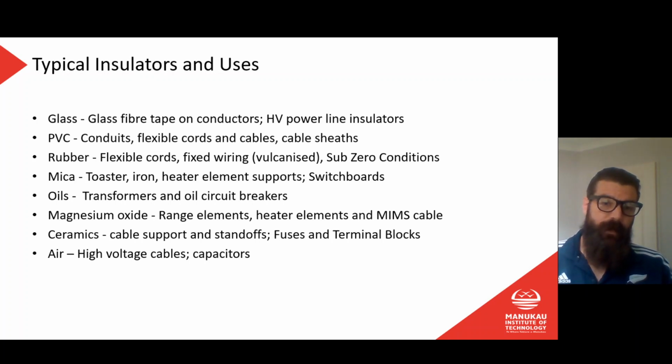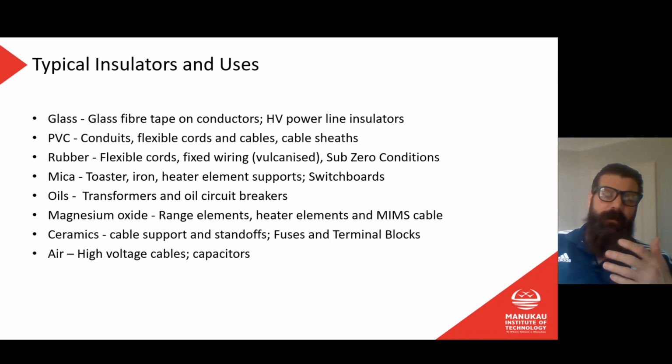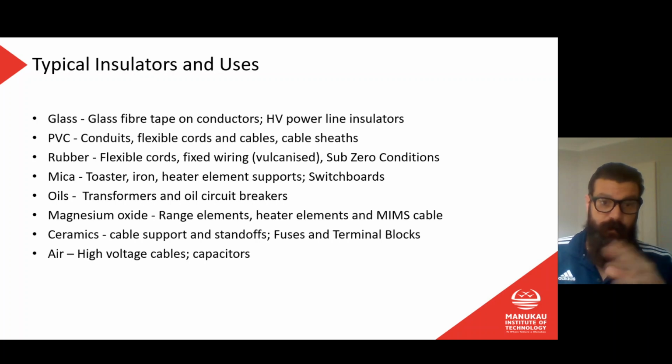Rubber, it's not used as much anymore, but it can still be used for flexible cords, fixed wiring, and sub-zero conditions. So in regard to flexible cords and fixed wiring, it's not used often. You will still find rubber from time to time. Certainly in older buildings you might find rubber. The downside of rubber, the reason we don't use it, is that it does degrade over time, as opposed to PVC, which doesn't really. So if you ever find wiring in a house that has rubber insulation, you'll usually find that if you touch it, the rubber will start to fall away from the conductors immediately just by moving it.